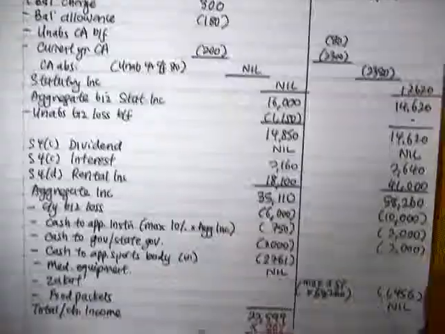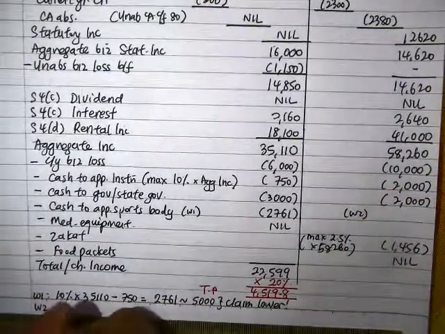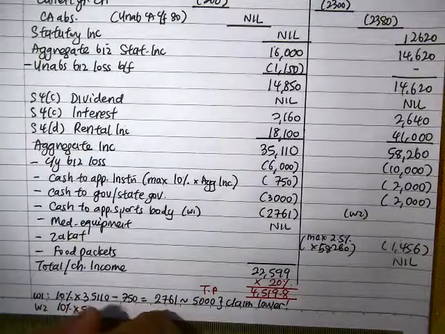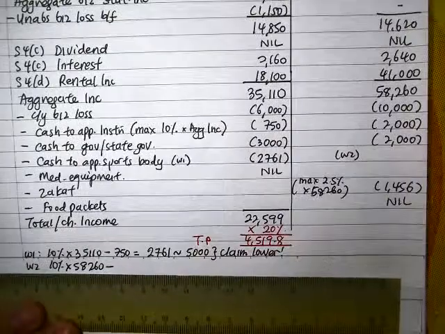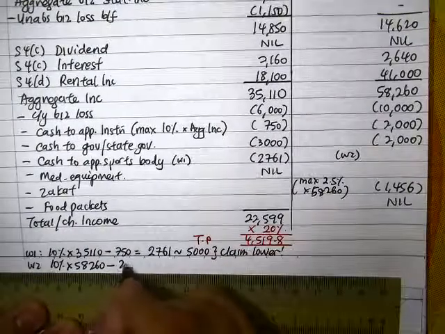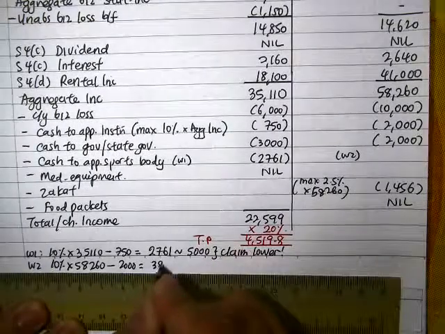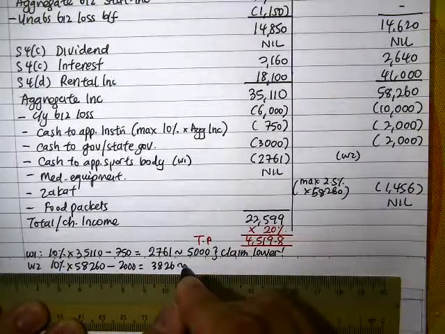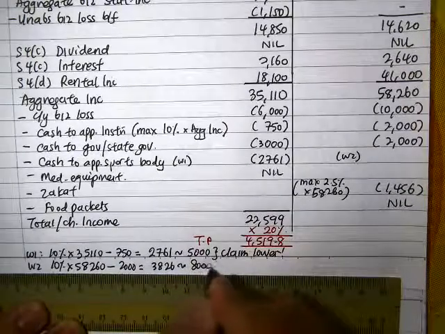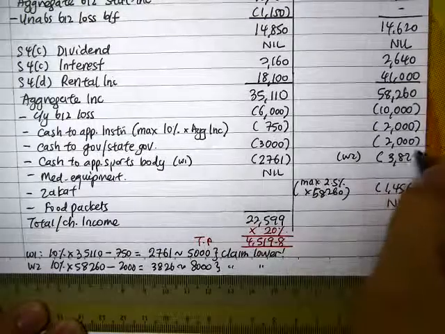Okay, so for the donation to the sports body, right, 10% of 58,260, then you minus the 2,000. Now that should be 3,826, and the value of donation to the sports now is 8,000. So we claim the lower, which is 3,826.